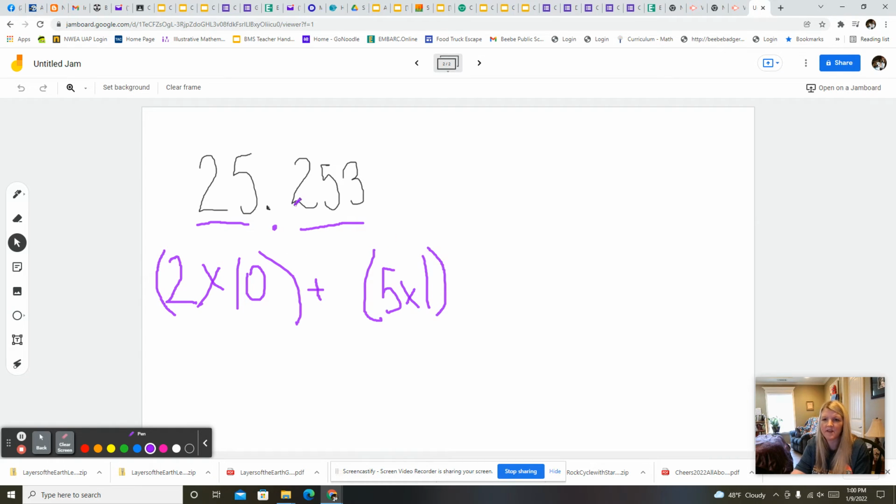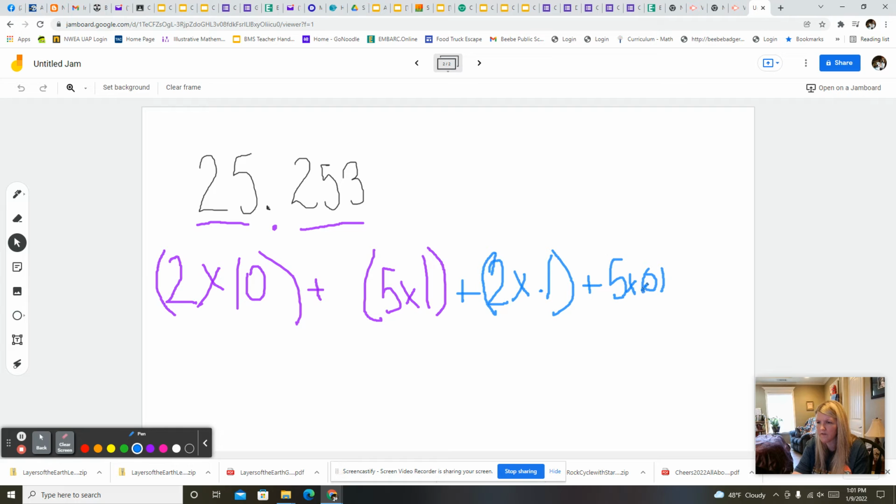And now we get to our decimal numbers. So the 2 is in the tenths place. So I'm going to go ahead and change the color now. And so I would say 2 times 1/10. And you can put a 0 in front of that if you want to. And then I've got 5 times 1/100. So 5 times 1/100.